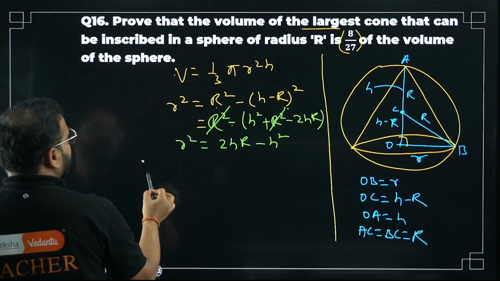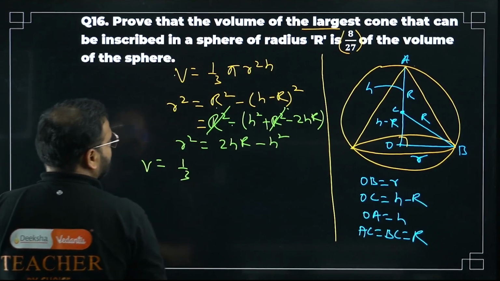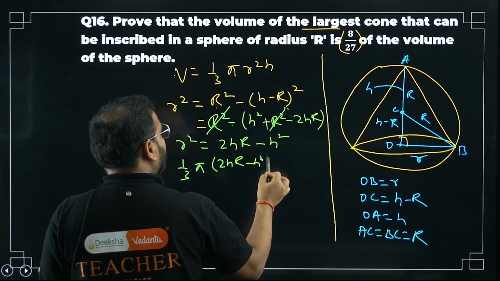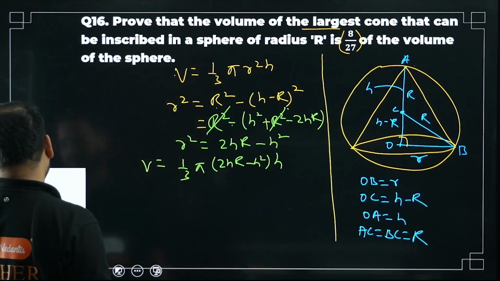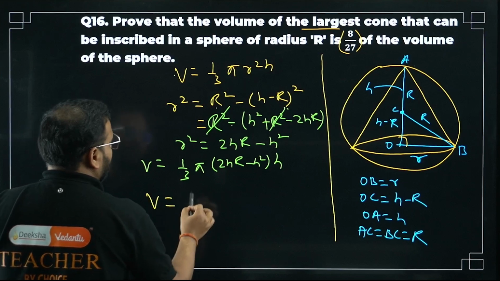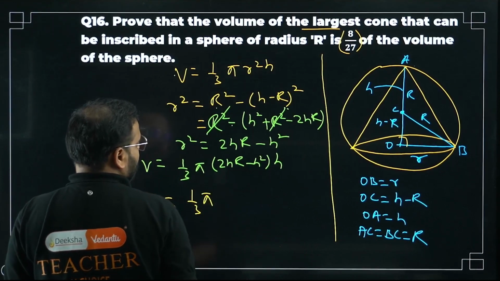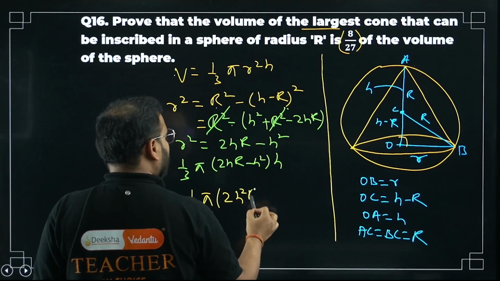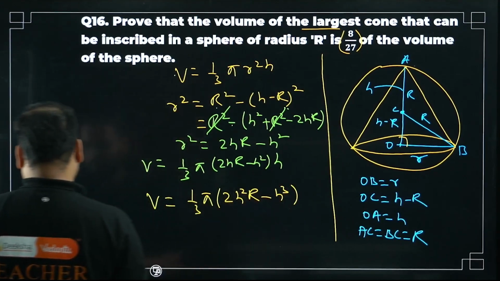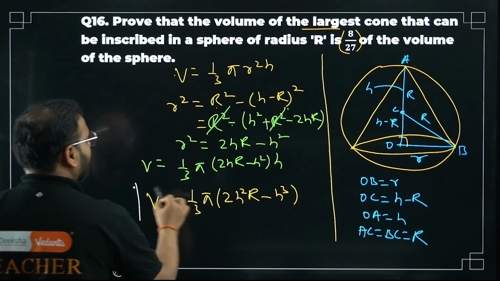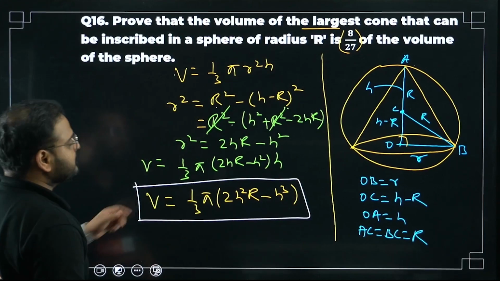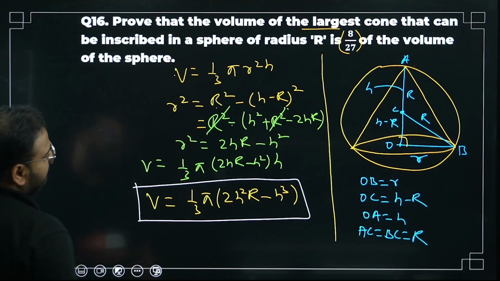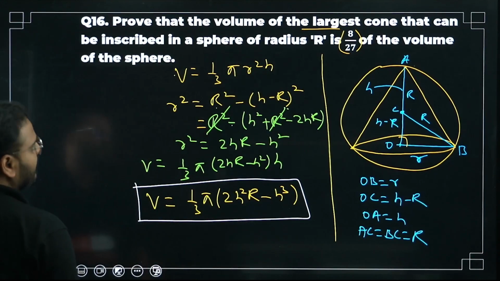Let's write the volume again. The volume will be 1/3 pi, this whole thing, 2hR minus h square, into h. So my volume will now become 1/3 pi, 2 multiplied by h, so h square R minus h cube. This is the volume of the cone. We have to maximize that, right? I can maximize with the variable h or r. Let's do it with h.